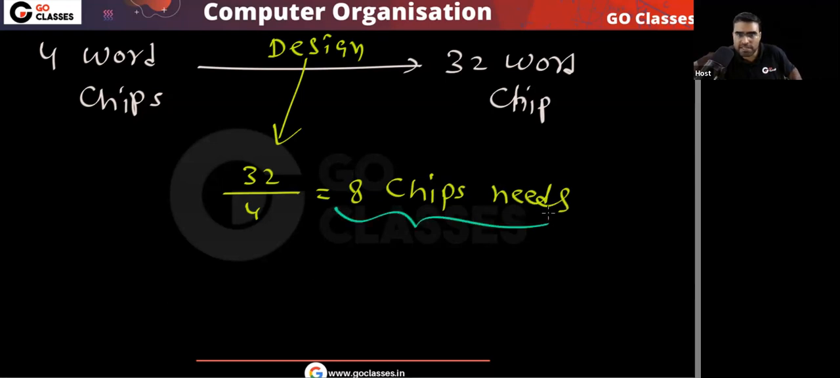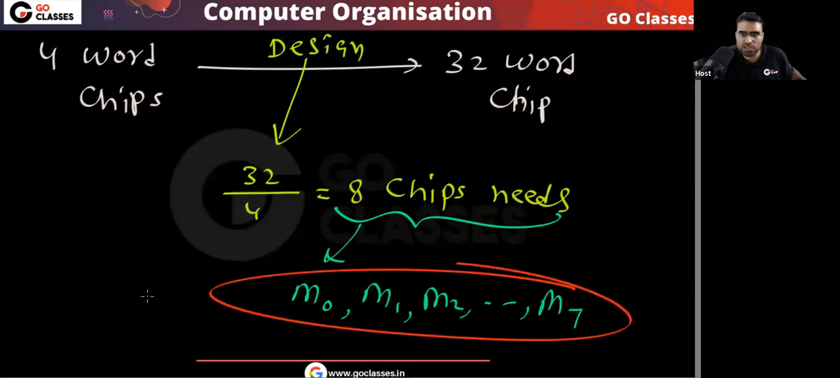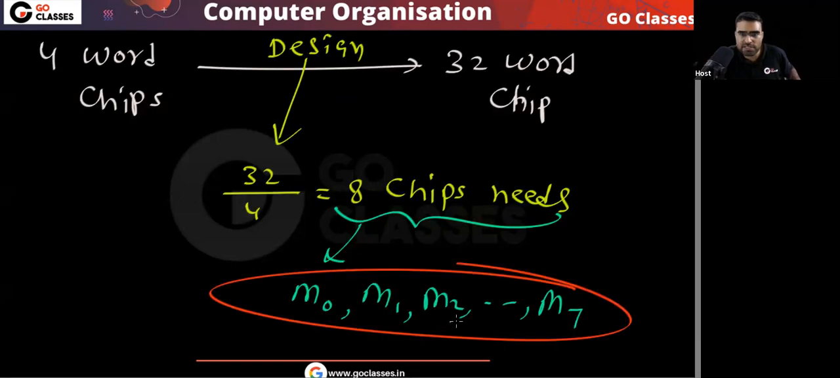Now, let me call these 8 chips M0 to M7. Let's call them M0, M1, M2, and so on, up to M7. Is this clear? So these are the chips that are needed. Very simple. These are the 8 chips that I need.